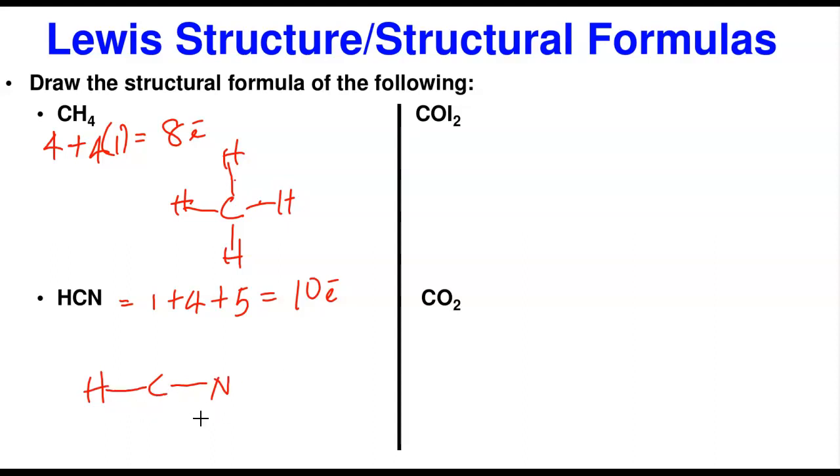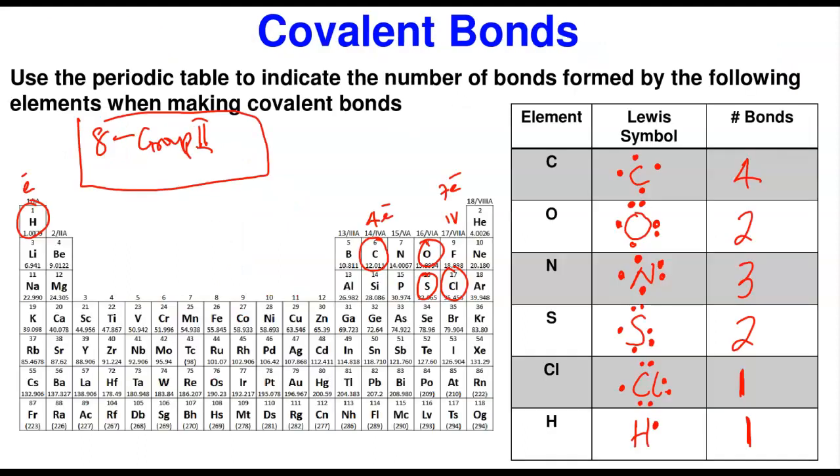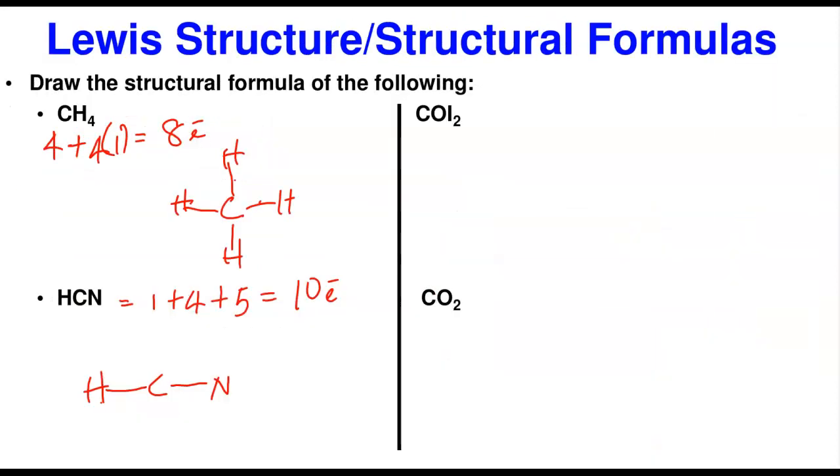Hydrogen, where can I just add an extra bond here? I can't add anything between hydrogen and carbon because hydrogen only makes 1 bond. You can't do anything there. But nitrogen, what did we say? Let's go back. Nitrogen forms 3 bonds. Carbon forms 4 bonds. So we're going to make sure that we satisfy both of these two.